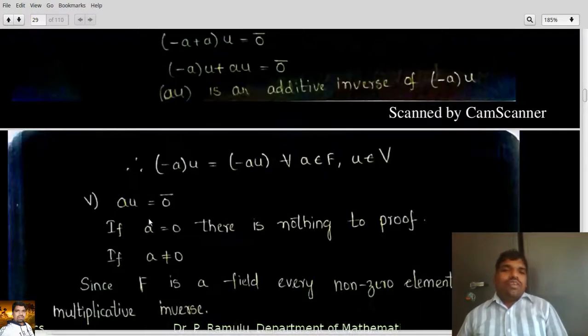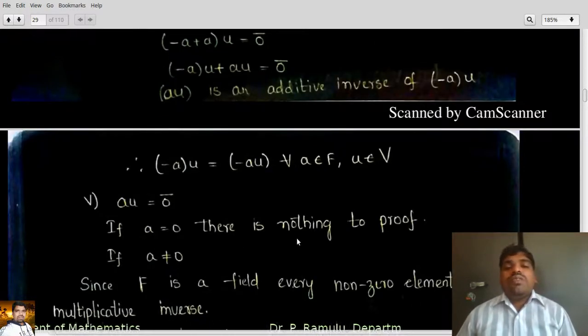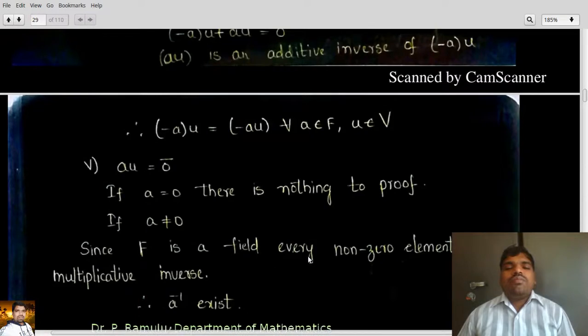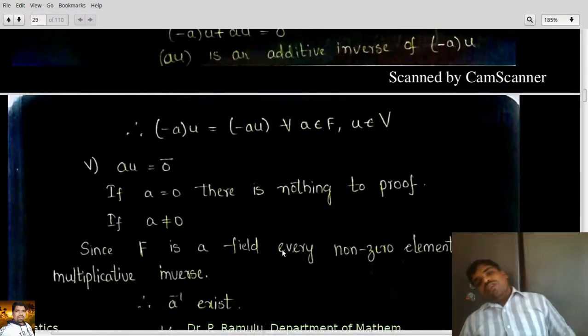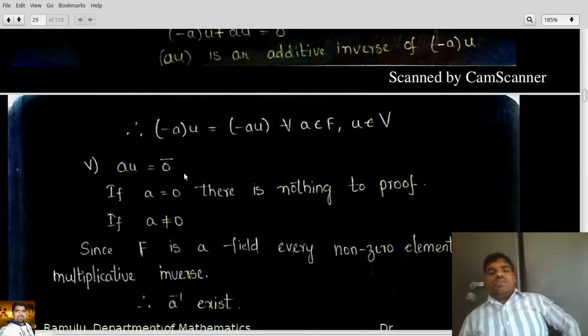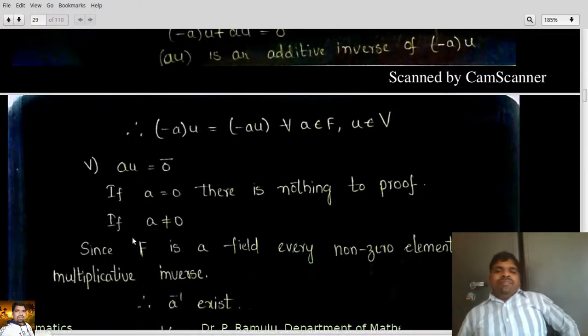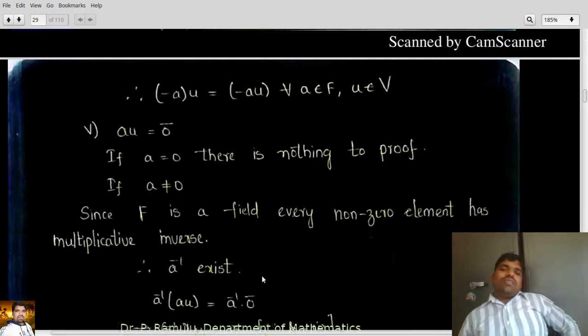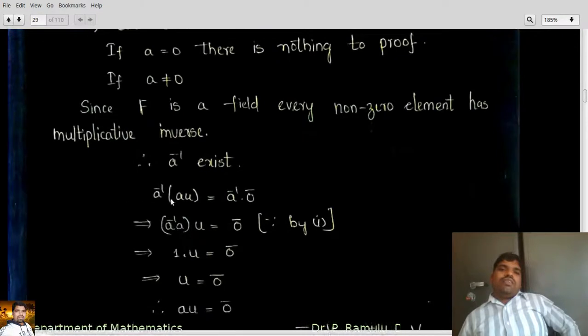Next, the fifth condition: if a u is equal to 0 bar, then a equals 0 or u equals 0 bar. If a equals 0, there is nothing to prove. If a is not equal to 0, then I want to prove that u is equal to 0 bar. Since F is a field, every non-zero element has a multiplicative inverse. Therefore a inverse exists. I multiply a inverse on both sides: a inverse a u equals a inverse 0 bar.